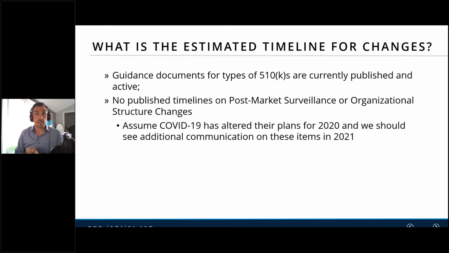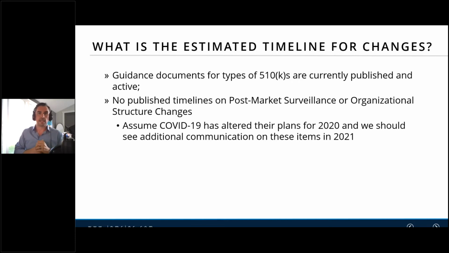Okay, so guidance documents, like I said, for special and abbreviated traditional 510(k)s, as well as the refusal to accept guidance documents. Those were out as of the end of last year, so they're about a year old. More guidance documents have followed. So there's a guidance document on, say, skin contact materials for wearable products and some other things. But there haven't been any published timelines on the big ticket things for post-market surveillance or organizational structure changes.